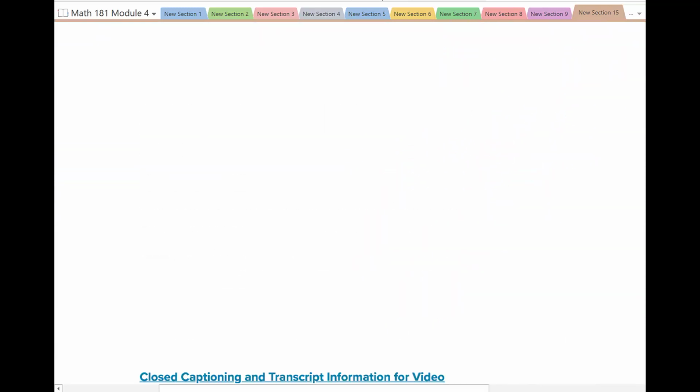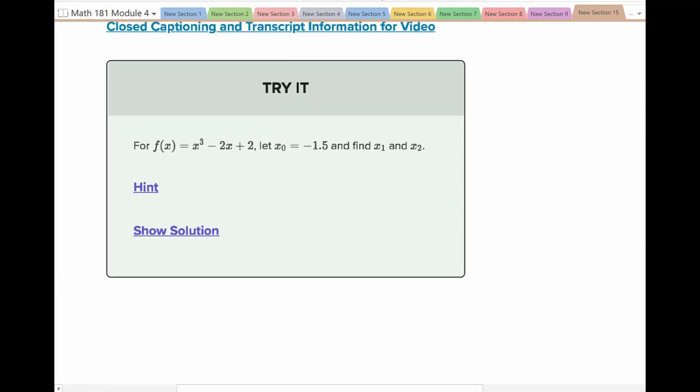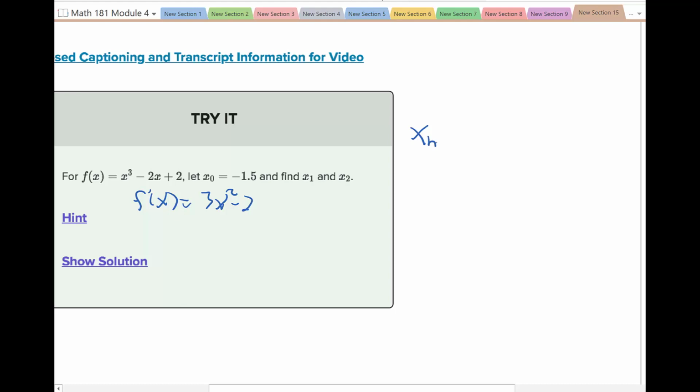Let's go on to the last problem. Oops, did not mean for that to happen. Not sure how it did, but I kind of lost it. There it is. For f of x equals x cubed minus 2x plus 2, let x sub 0 equals negative 1.5, find x1 and x2. So my f prime of x is going to be 3x squared minus 2. So my formula is going to be x sub n is equal to x sub n minus 1 minus x sub n minus 1 cubed minus 2 times x sub n minus 1 plus 2 over 3 times x sub n minus 1 squared minus 2.